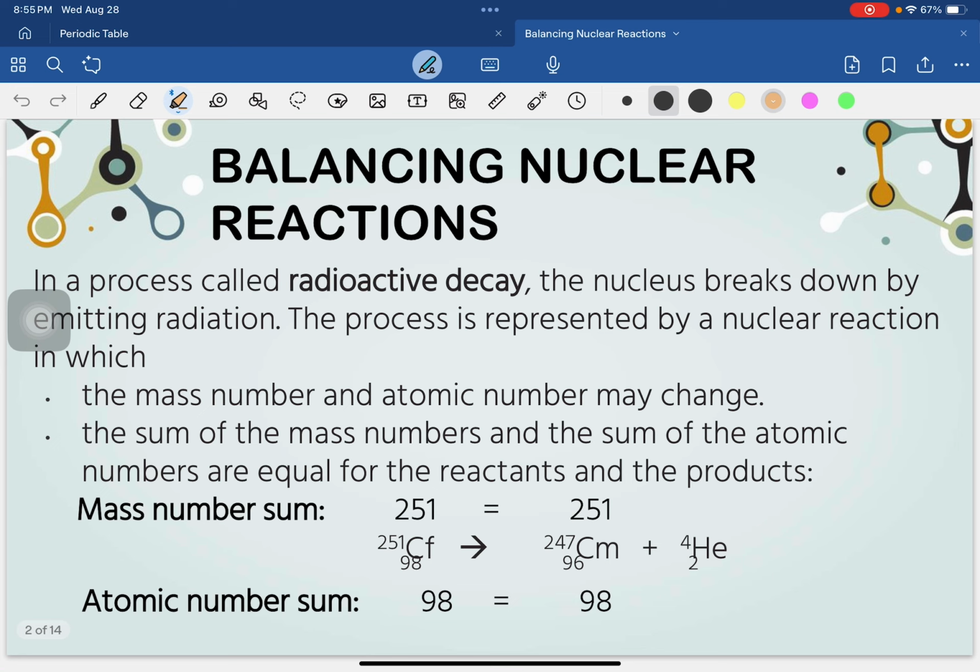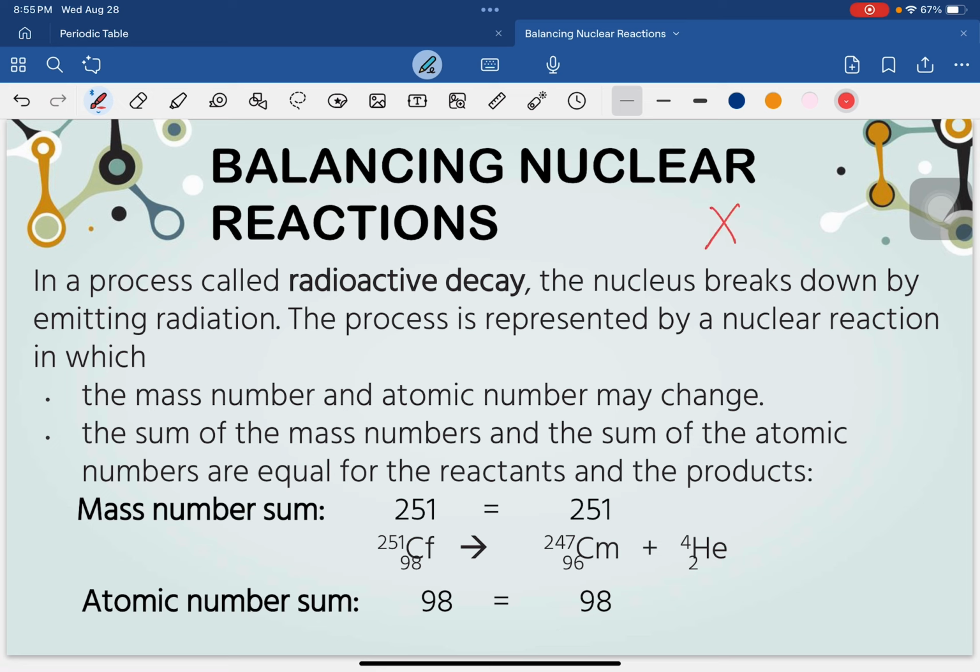So in the process called radioactive decay, which we just had in the last video, the nucleus breaks down by emitting radiation. The process is represented by a nuclear reaction in which, of course, the mass number and the atomic number may change. The sum of the mass numbers and the sum of the atomic numbers are equal for the reactants and the products. Okay, so in this given example, what you see here would be a mass number of 251. So let's check.